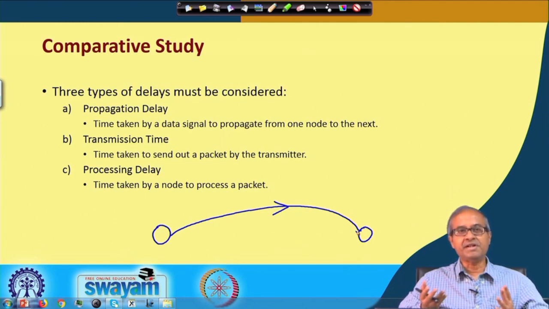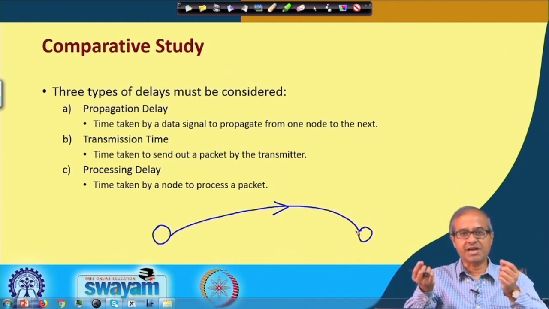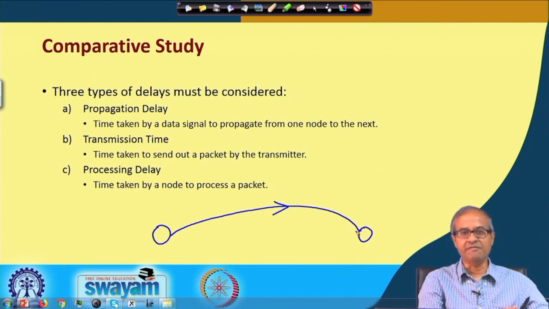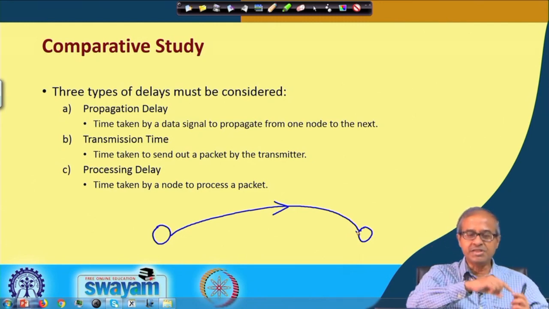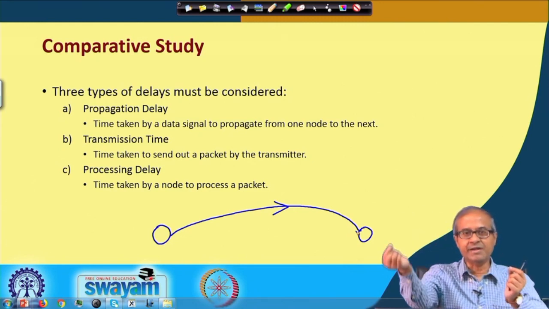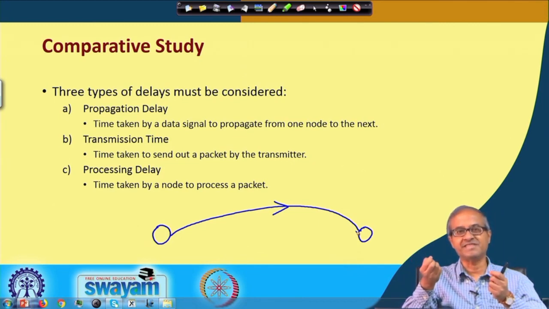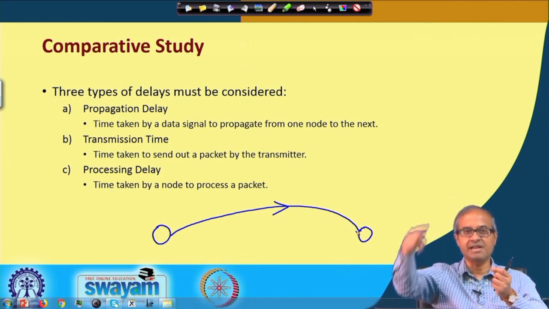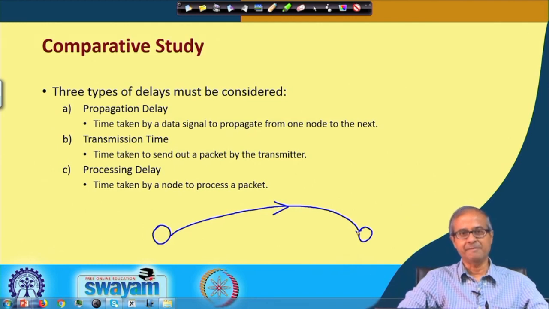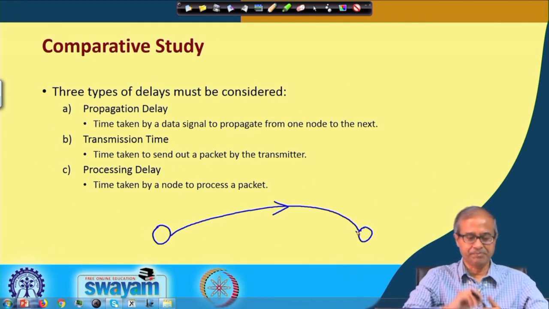So, depending on the type of link, suppose you send one bit of data, how much time that one bit will take to reach the other end depends on the medium. Suppose you are using a satellite, then it will take a fraction of a second to go up to the satellite and come back. So, it depends on the medium.